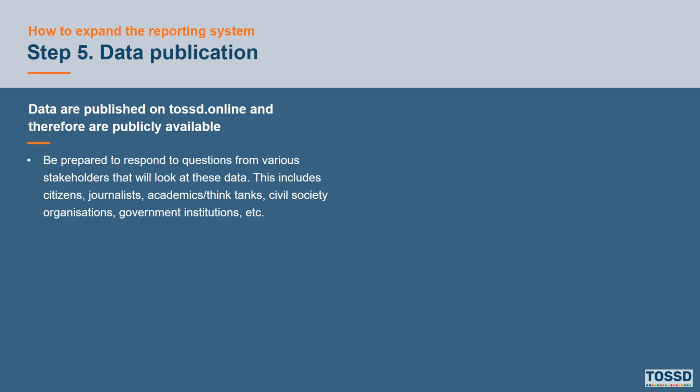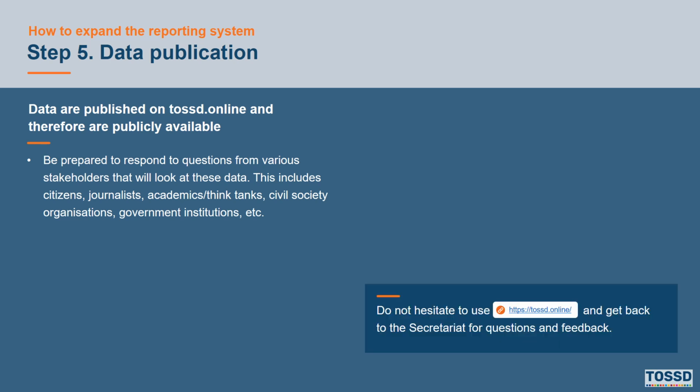In step 5, data are published on TOSTI Online and therefore are publicly available. You should be prepared to respond to questions from various stakeholders that will look at this data. This includes citizens, journalists, academics, think tanks, civil society organizations, government institutions, etc. Do not hesitate to use the TOSTI data visualization tool that you can reach via TOSTI Online and get back to the Secretariat for questions and feedback.